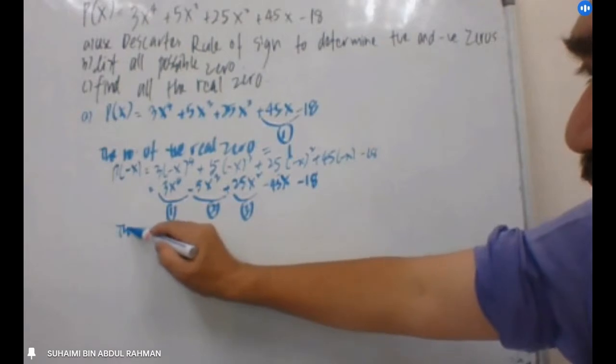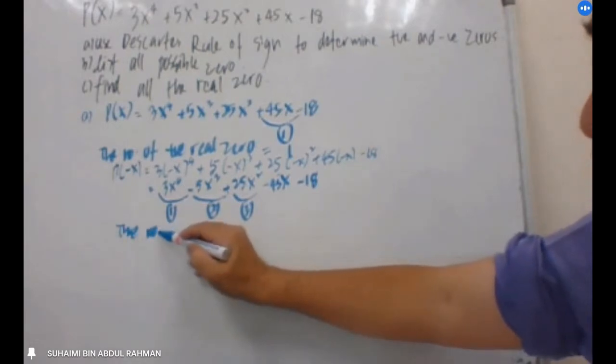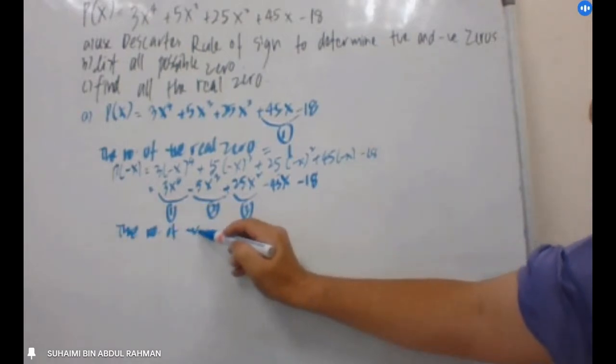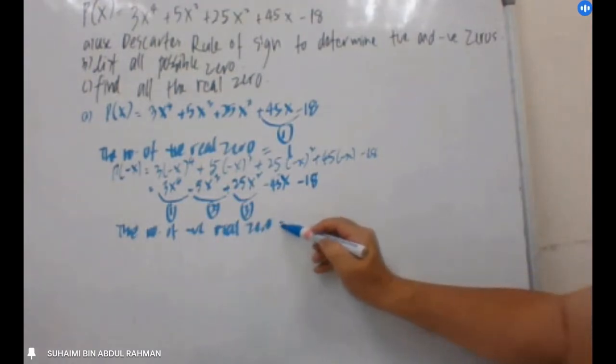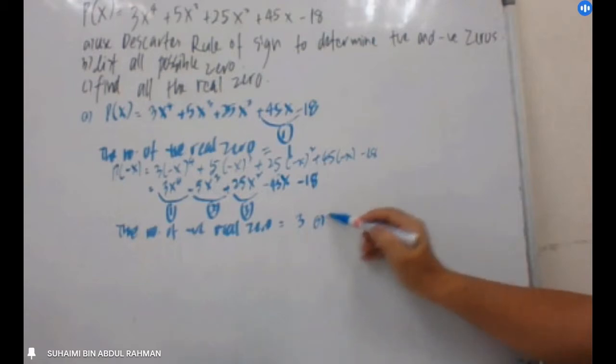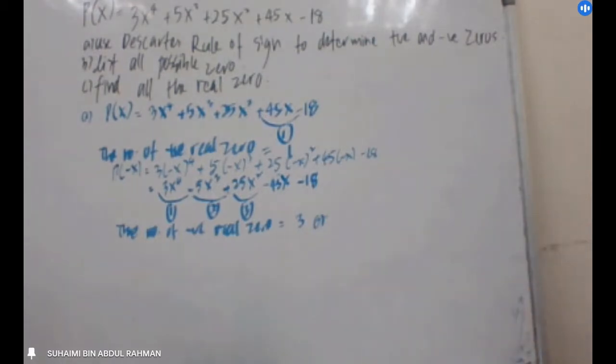Therefore, we can say that the number of negative real zeros is either 3 or less than that number by an even integer. So what is an even integer? 2. So 3 minus 2, what do we get? 1.